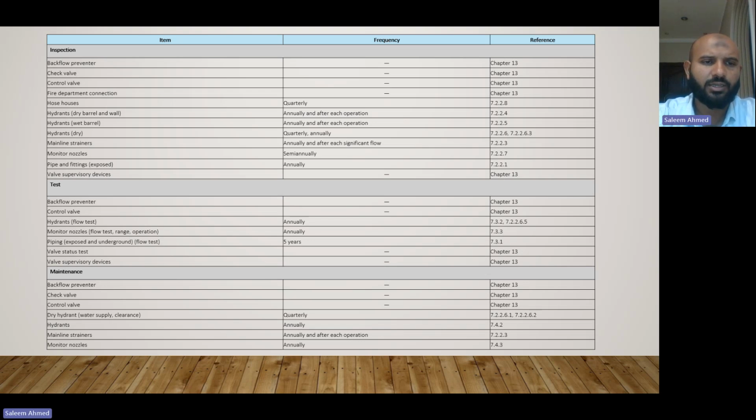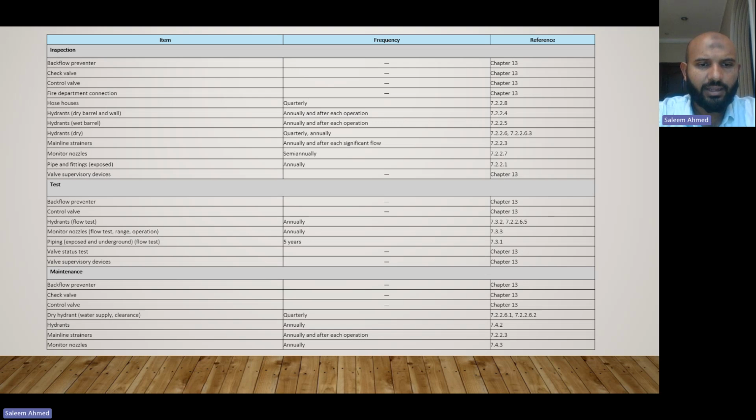This is for fire monitor nozzle. Piping exposed and underground flow test should be every 5 years. So from there we will discharge the maximum water demand throughout the fire equipment to check the underground piping is sufficient, it's in good state of condition, and it is able to provide the required fire water demand.